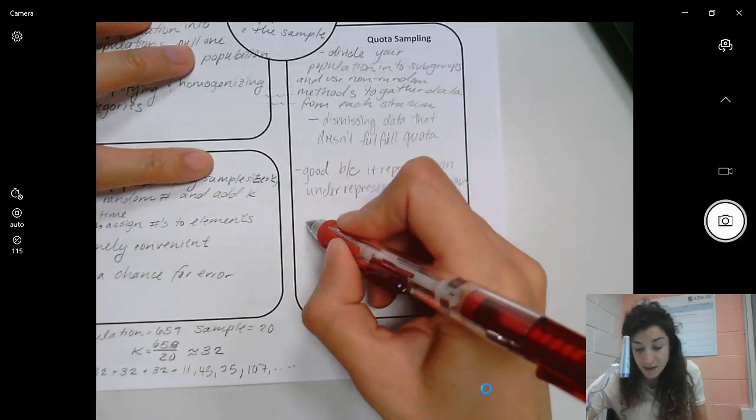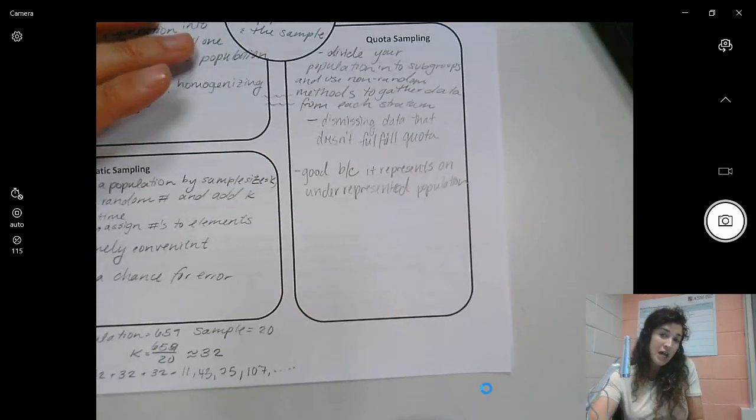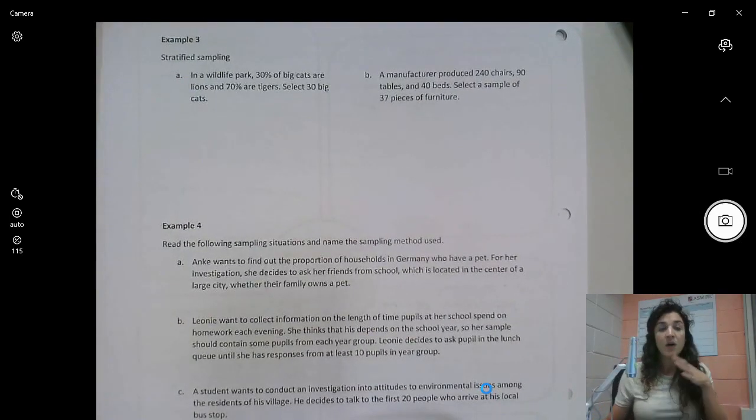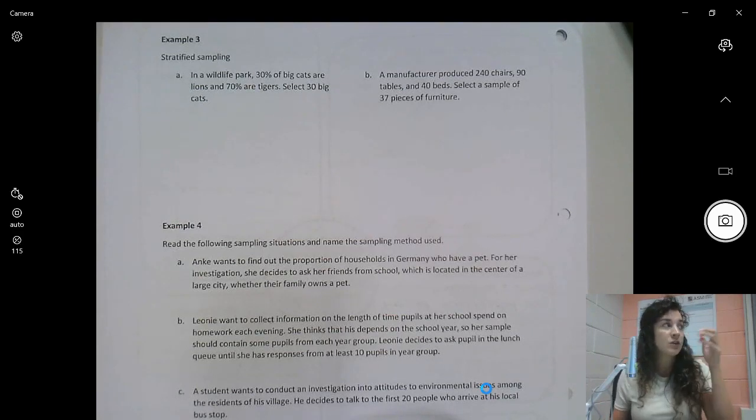It's bad because it's not random and could potentially not be accurate. All right. Back page. Let's talk for a second about how we decide the numbers that we pull. This is one way that you can decide the numbers that we pull. We're just going to practice it really quickly.